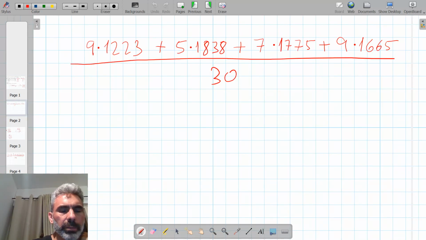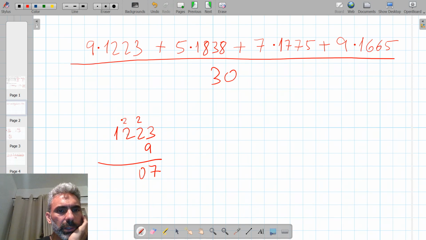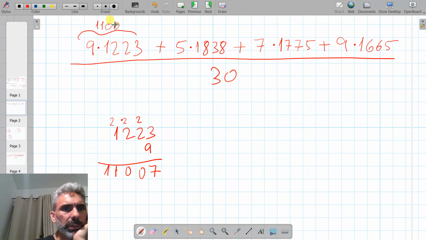Okay, so 9 times 1,223. So 1, 2, 2, 3 times 9 equals 9 times 3 is 27. 9 times 2 is 18 plus 2 is 20. 9 times 2 is 18 plus 2 is 20. 9 times 1 is 9, plus 2 is 11. So this here is $11,007.